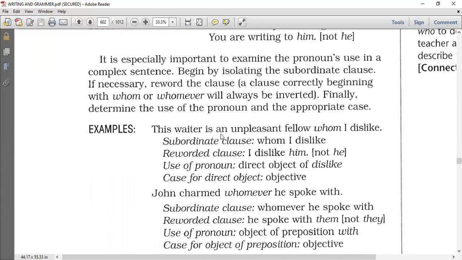This waiter is an unpleasant fellow whom I dislike. But I dislike him. That should be whom. Whom I dislike is the subordinate clause. I dislike him, as we said, not he. Use of pronoun: direct object of dislike. But I dislike him should be whom I dislike. Case for direct object: objective.